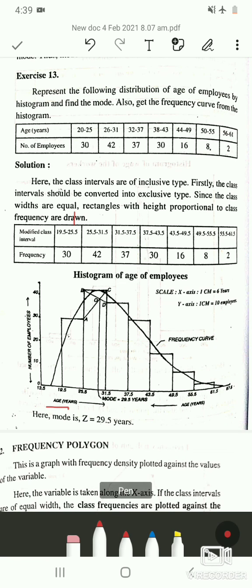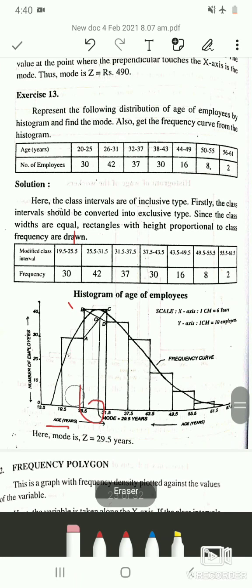So then they have asked for mode. So what we have to do for mode is check which is the tallest rectangular box, which is, in this case, mark A, C, B and D. So this is AB and this is CD. Then join the diagonal lines. Wherever these two lines meet, that is intersect, draw a perpendicular line to the x-axis, which is somewhere here. So the mode is 29.5 years.